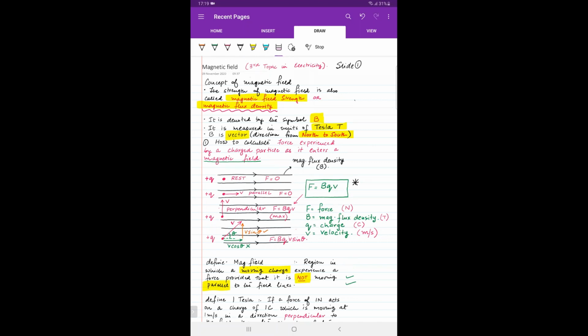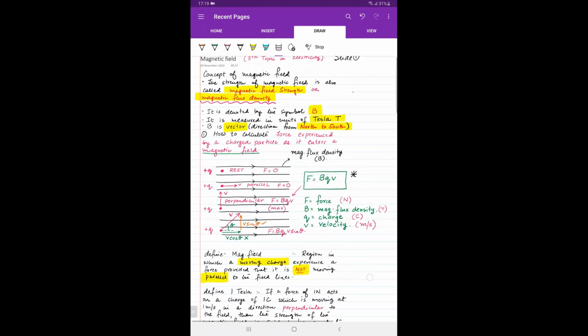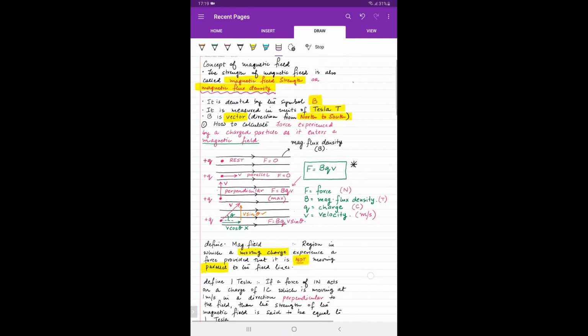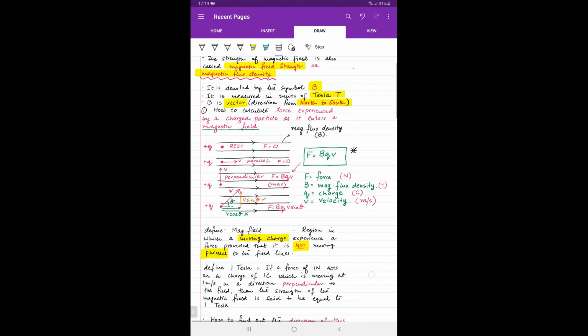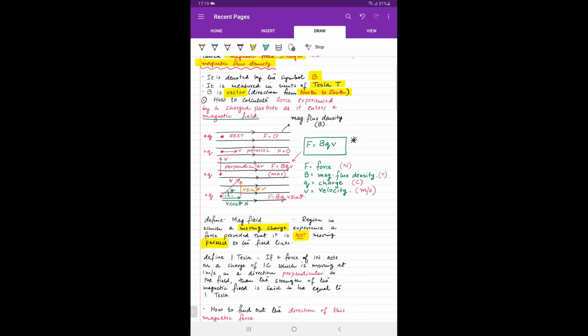So next definition, if they ask you to define the term Tesla, Tesla was the unit of magnetic flux density. मैंने top पे लिखा हुआ था, आपको मिल भी जाएगा. So if they're asking you to define the term Tesla, so वो क्या बन जाएगा? So if a force of 1 Newton, its definition is basically based on the formula. अगर आप फॉर्मूले को फॉलो करोगे ना, तो आई थिंक आप डेफिनेशन के साथ फॉर्मूले को रिलेट कर लोगे.